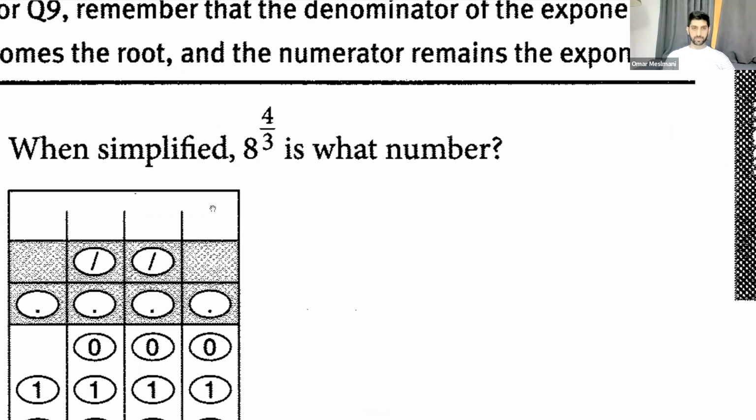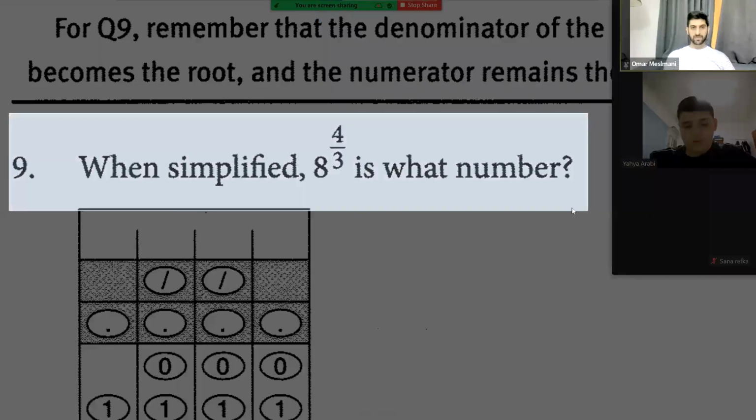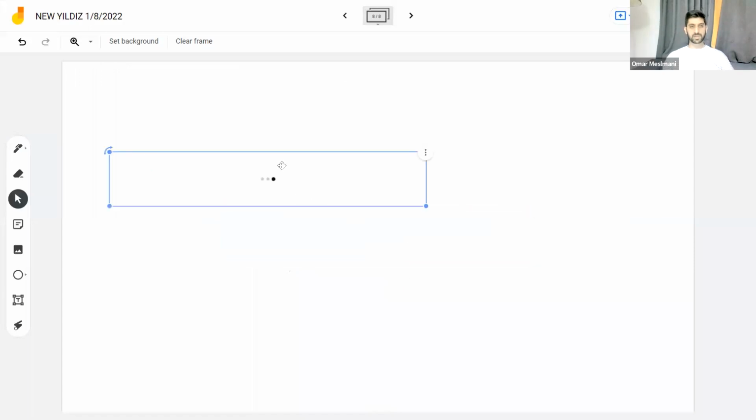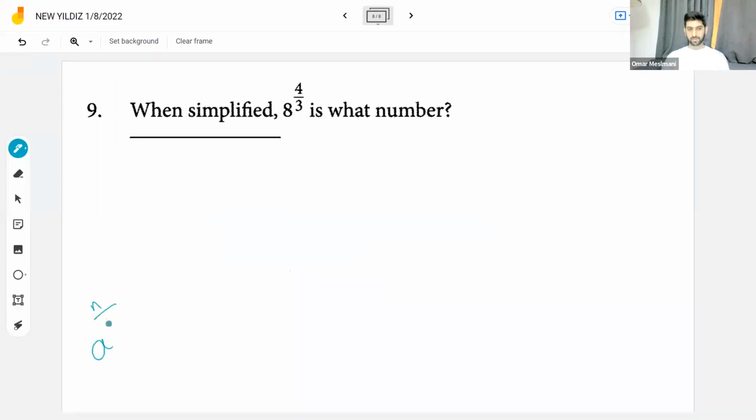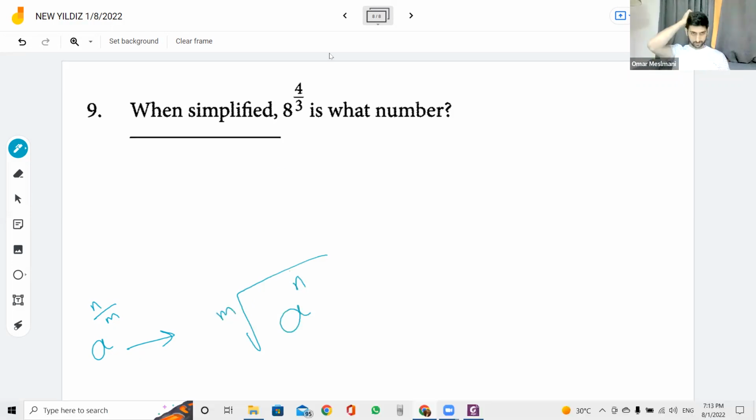Okay, power 9. When simplified, what is the number? Don't forget, who reminds me of the rule if I have a fraction as an exponent, a power n over m? Power over index. So it's going to be the radical with a power n and the index m. Have fun. Muhammad, this is for question 9. You cannot use a calculator.